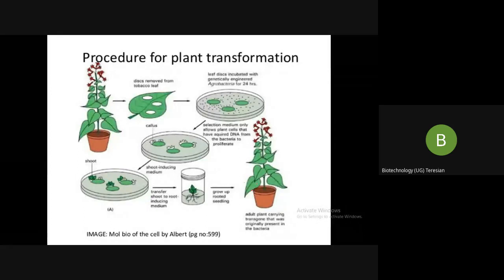After it is carrying all the positive traits, you grow it in the greenhouse. Keep a check on your plant to see whether that is actually carrying your transformed gene, and then you can go for commercialization.